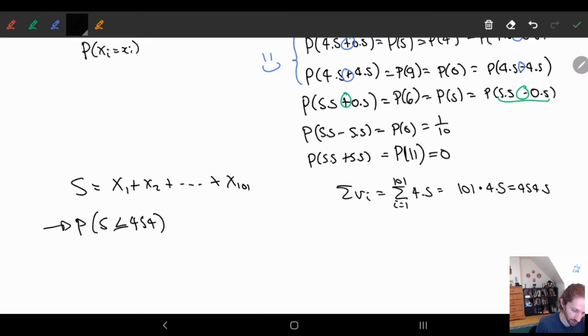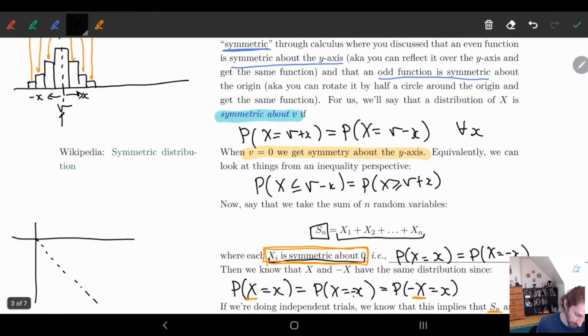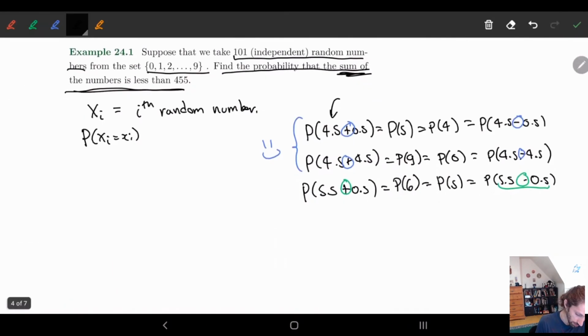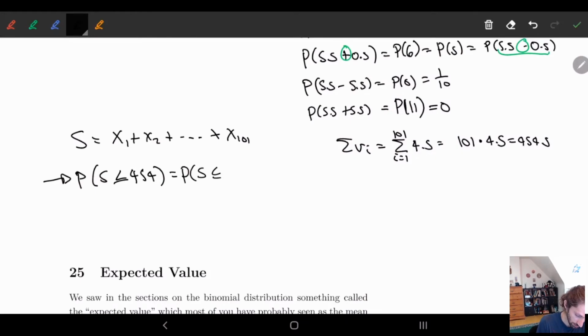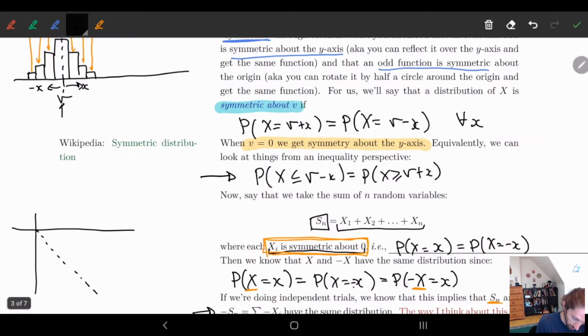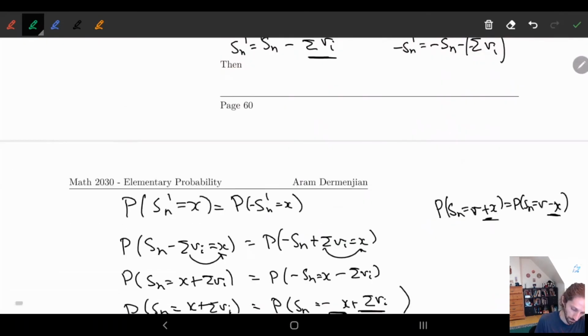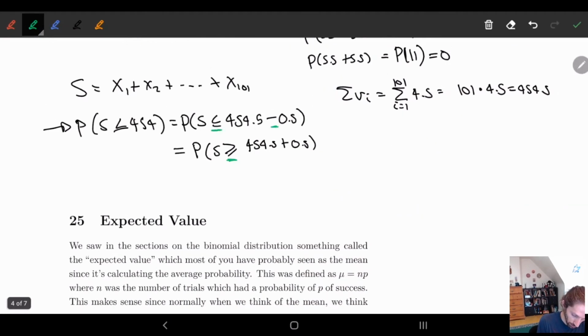So we're going to take this probability and use this formula here. We know it's symmetric about 454.5, so let's use this formula to see what happens. Let's convert this to 454.5. So this is equal to S less than or equal to 454.5, so I have to subtract 0.5. This must be equal to the probability that S is greater than or equal to 454.5 plus 0.5. That's literally what we're saying up here. Less than or equal to is with the minus, greater than or equal to is with the plus. And then we can add these up, and we get S is greater than or equal to 454.5.